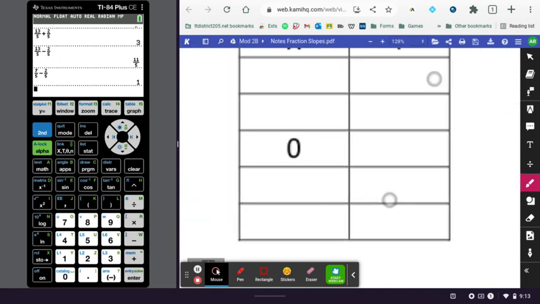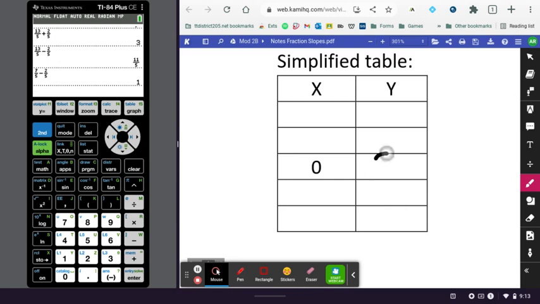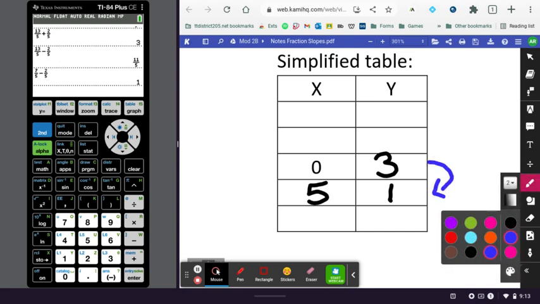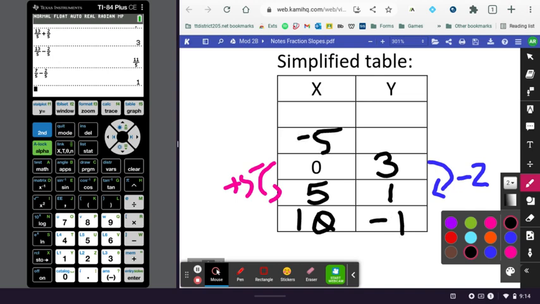So let's look at this simplified table. So we had a 3, then we had a 5 and 1. And remember, once again, we were subtracting 2 and adding by 5. So my next nice number is going to be 10 and -1 below 5, 1. Above 0, 3, we had -5 and 5. Above that is going to be -10 and 7.